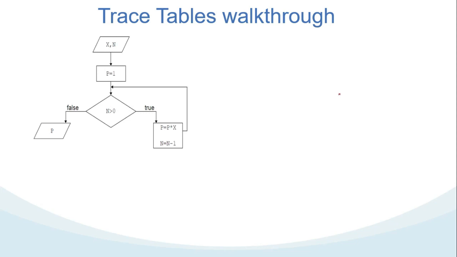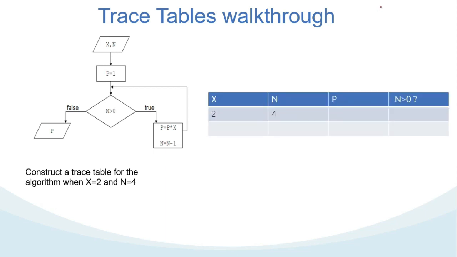You are given a tracing table like this. The process is going to be the same whether you are given a pseudocode, a program, or a flowchart. And then you are given data x equal to 2 and n equal to 4. So the step is the same. You have to create a table first and then put all the variables as well as all the conditions to check in the looping and also the output if any.